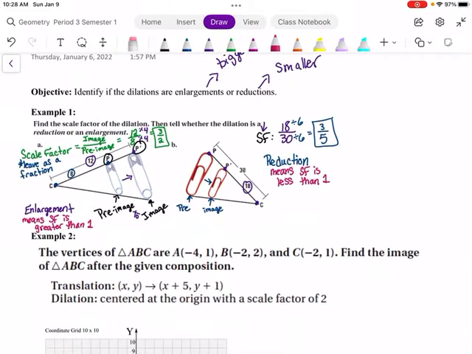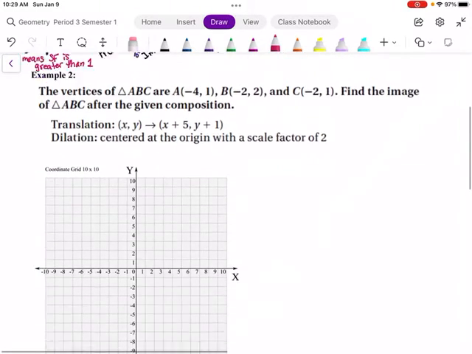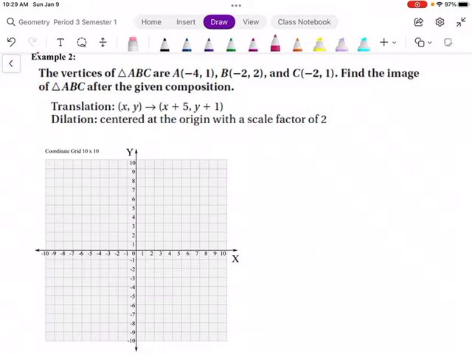Okay. So moving on to example 2. This one we are going to graph on a coordinate grid, and then we are going to do a composition. So go ahead and plot the points for the triangle. And remember, don't forget to label them. That is important. If you don't do that, you will miss out on points on a quiz or a test.